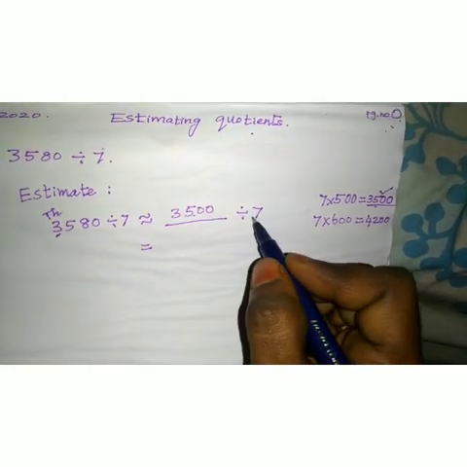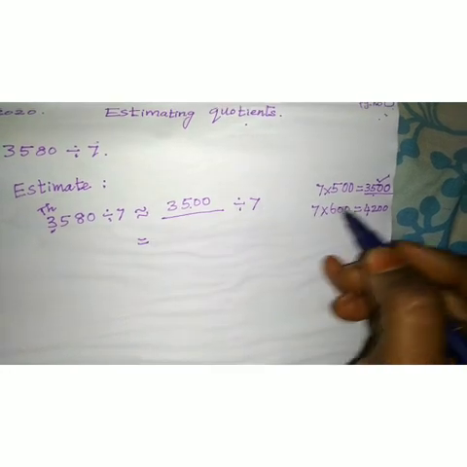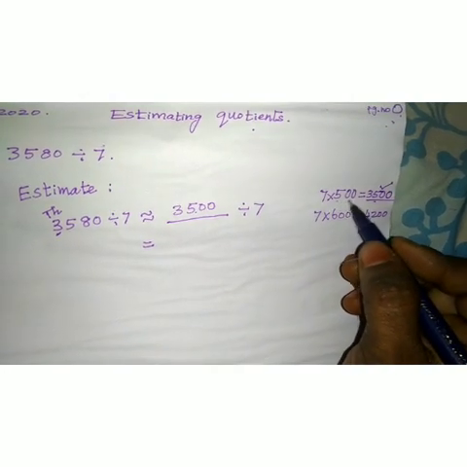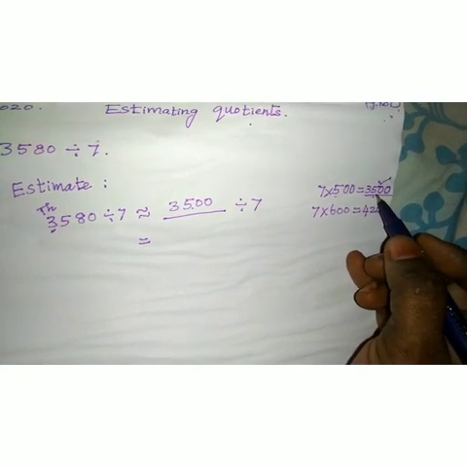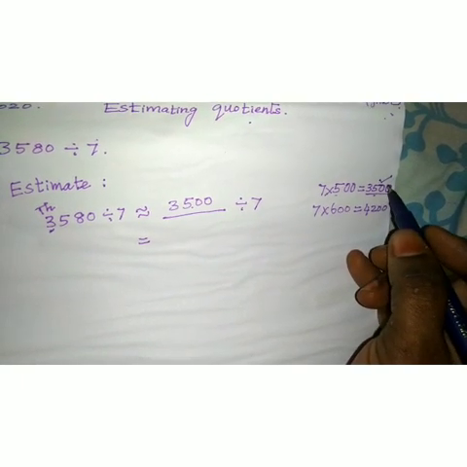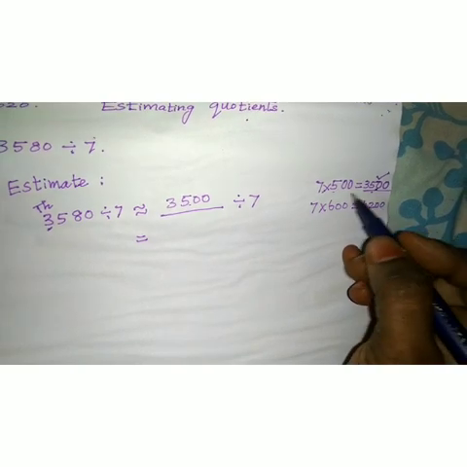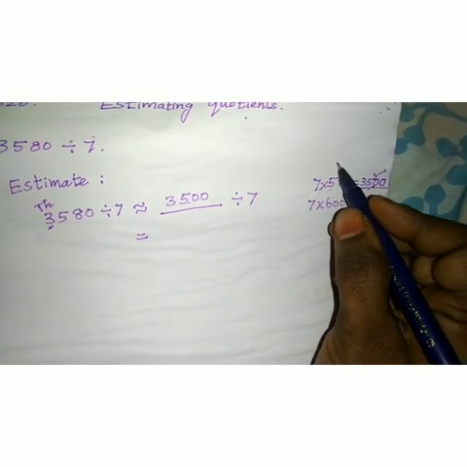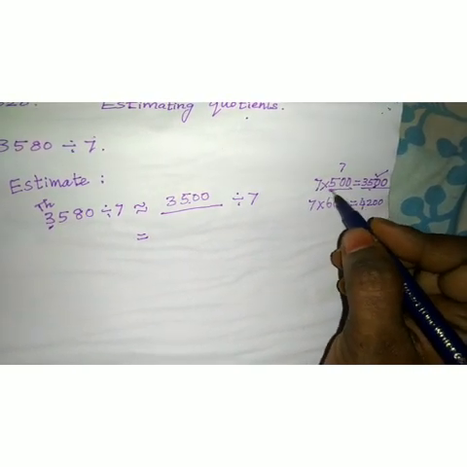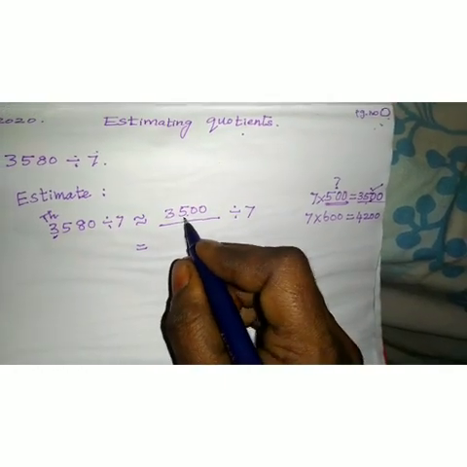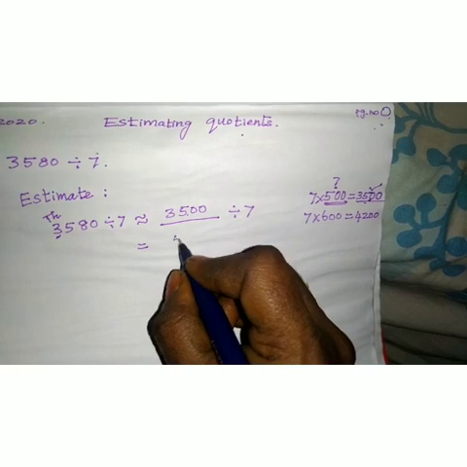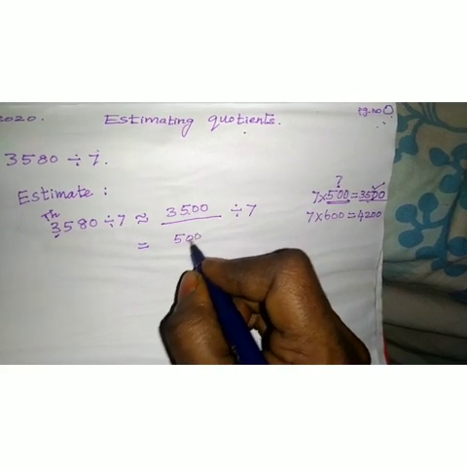If you divide 3580 by 7, you will get the answer as 500, because if you multiply these two values, then only you will get 3500. So we have the value of 3500, then remaining, this is the quotient. This is the question part. So if you divide this value by 7, you will get the answer as 500.